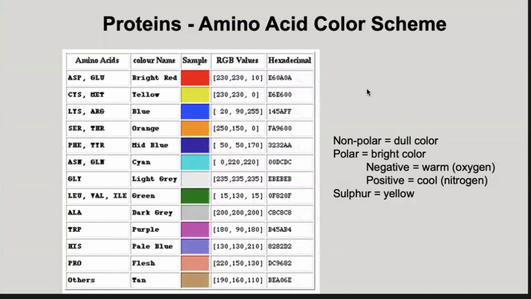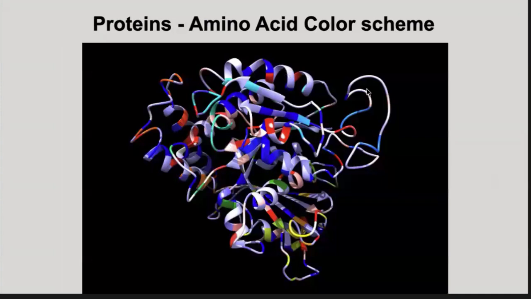So you could take a protein, visualize it as a ribbon model so that we're seeing the amino acid backbone, and apply that amino acid color scheme to it. And we're literally seeing each little patch of color represents a different amino acid, and the color indicates whether it's got a positive charge, a negative charge, or if it's a really dull color, that it has no charge, that it's nonpolar.